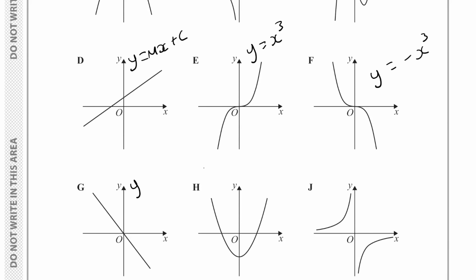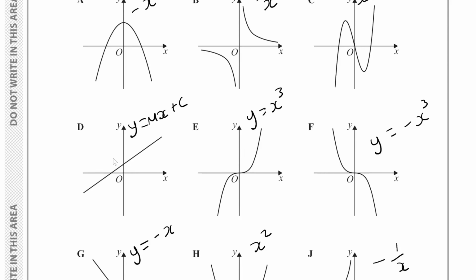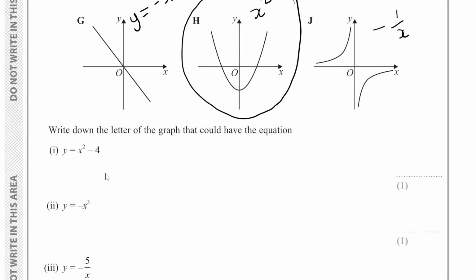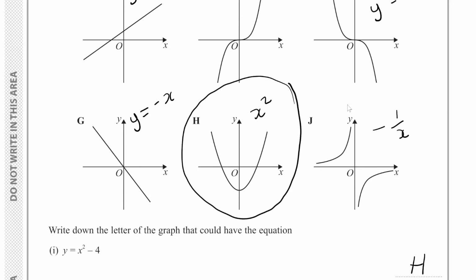We've got a negative straight line that has a y-intercept of 0. We've got a positive x squared graph, and we've got a negative reciprocal graph. So x squared minus 4, that's our h, that's our positive x squared graph. The negative x cubed was f, and the negative reciprocal was j.